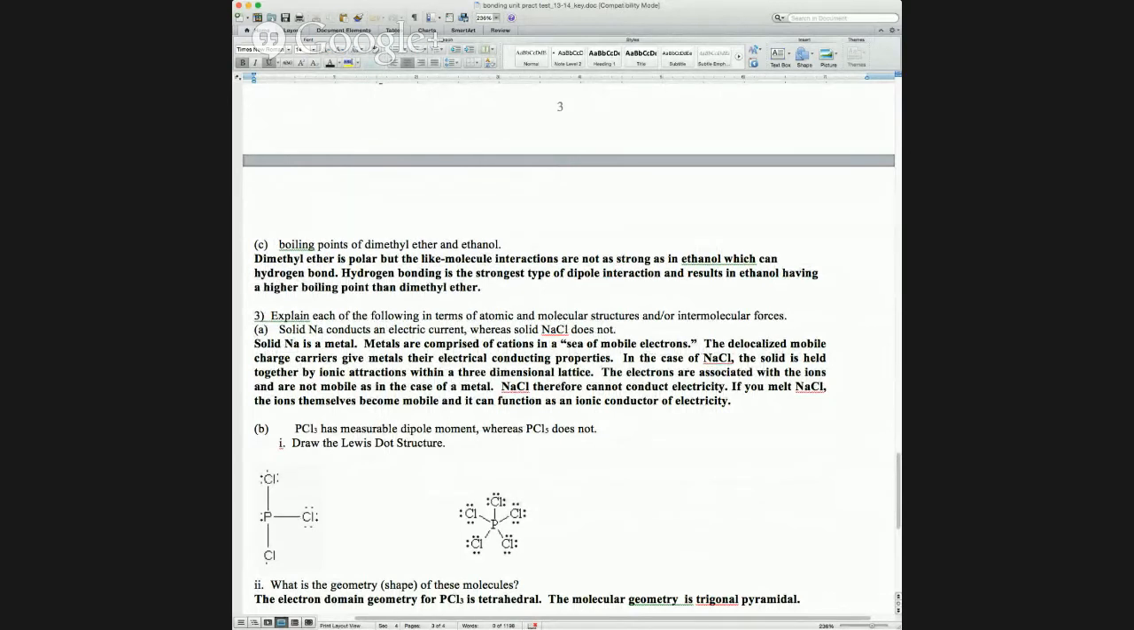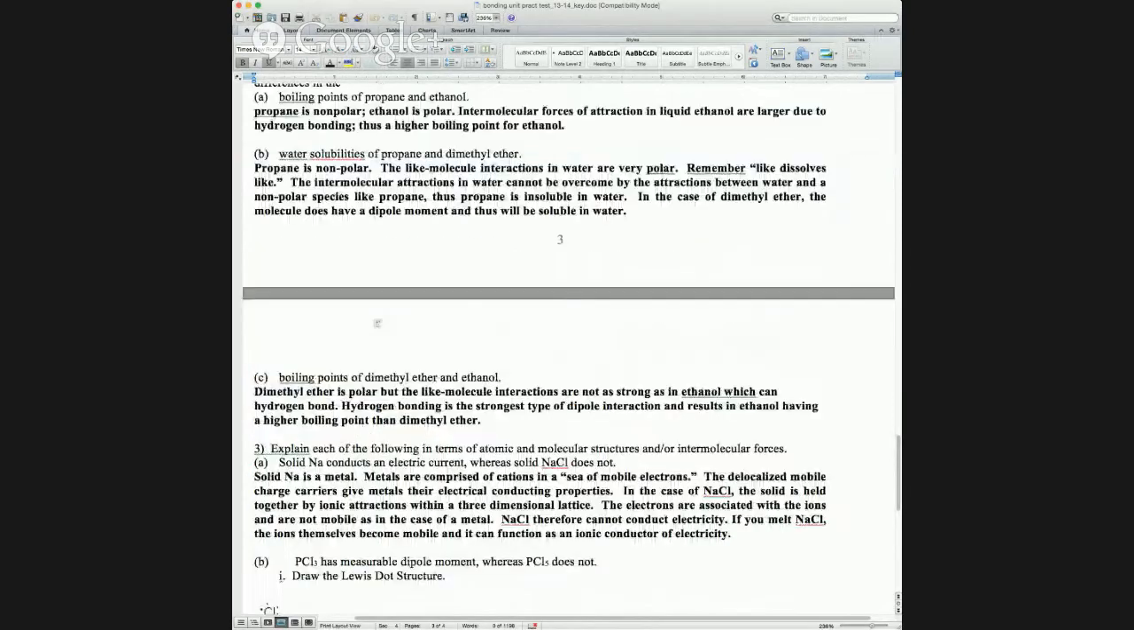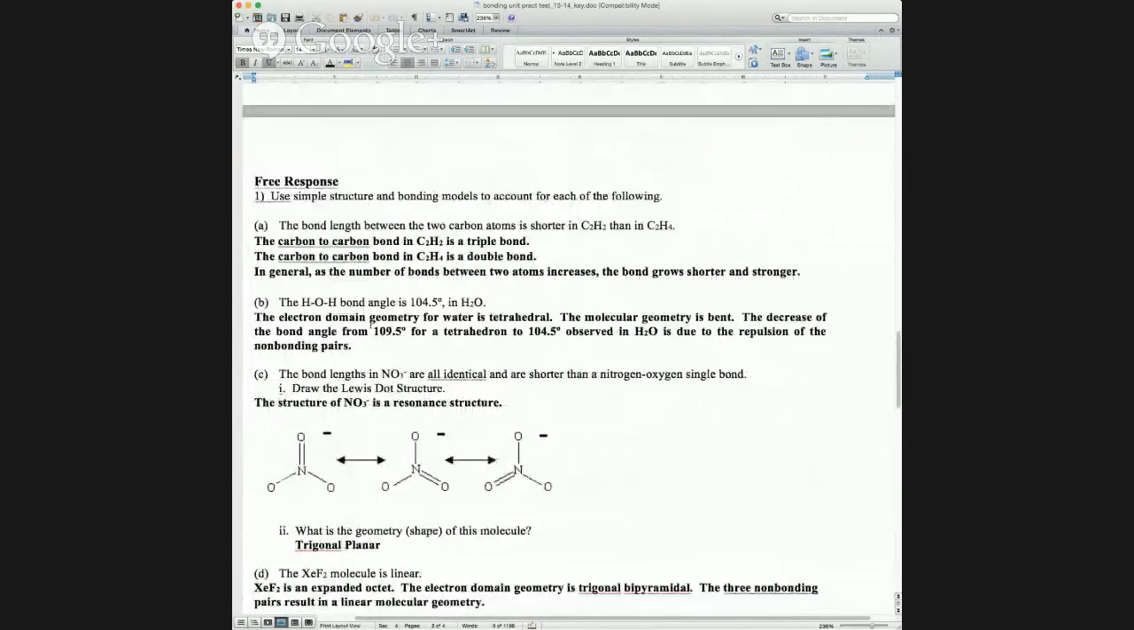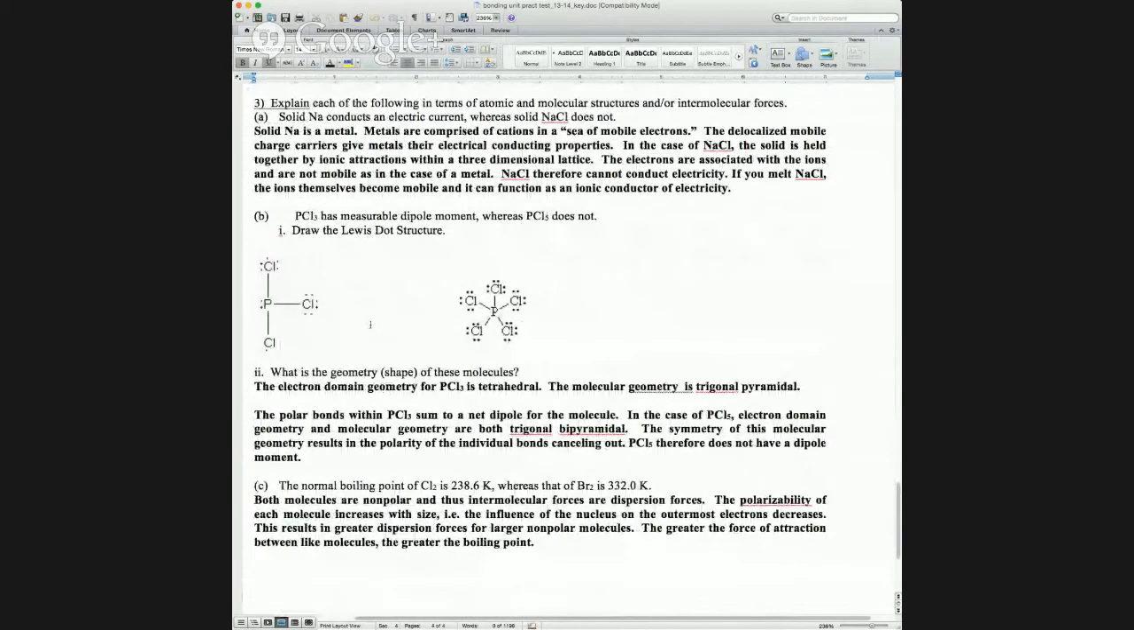Okay. I can understand that this might be a little bit confusing. Basically, what they're wanting you to talk about is the fact that Na, sodium, is a metal, and metals conduct electricity, whereas sodium chloride is an ionic compound. It's a salt crystal. So in metals, the ions can move because of that sea of electrons. That's what that is, a sea of electrons. So the electrons move, they can carry the charge.